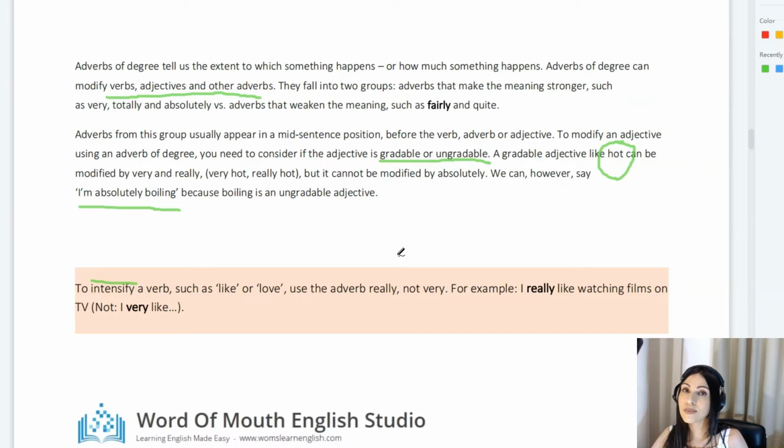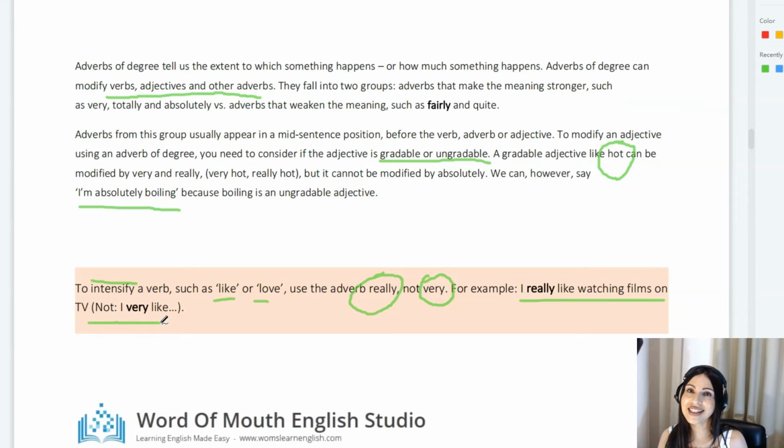If you'd like to make a verb stronger or intensify it, imagine you've got a verb such as love, for instance. Use the adverb really. I really love this series, but not very. We wouldn't say I very love it. Of course, we could say I love it a lot, or I like it very much. But the position of very and really in a sentence is strikingly different. You can say I really like watching films on TV, but as we said, not I very like.